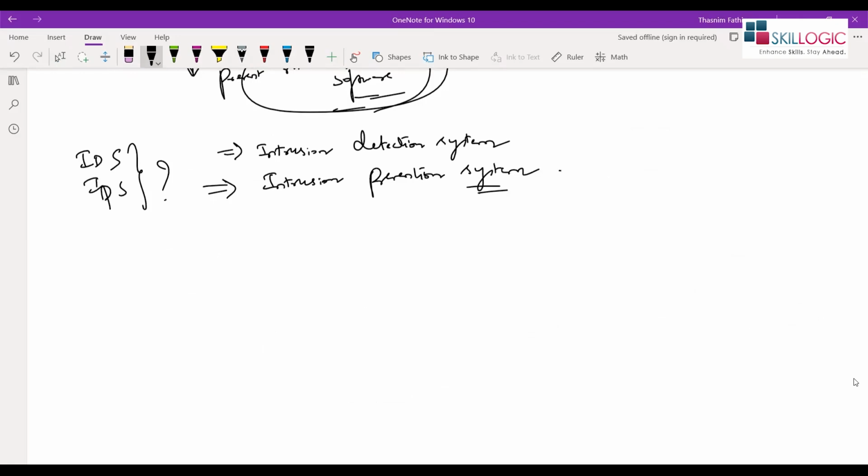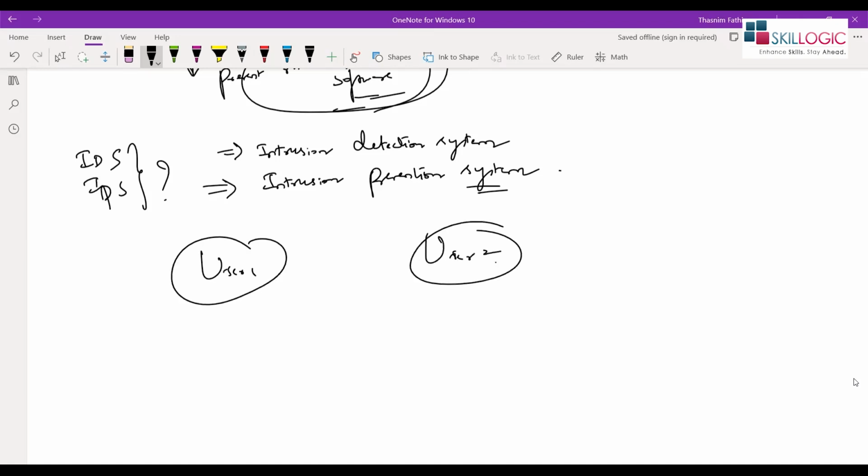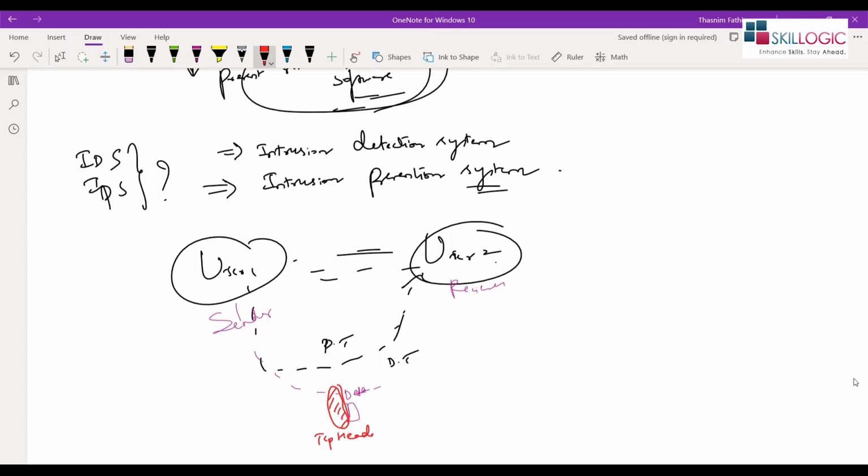Let me quickly give you a real-time example and explain. Let's say we have user 1 and here user 2. If they are both communicating through the internet, we can see packet transmission and data transmission, right? Data is getting transferred from sender to receiver. Along with the data, something is also attached: the TCP header part.